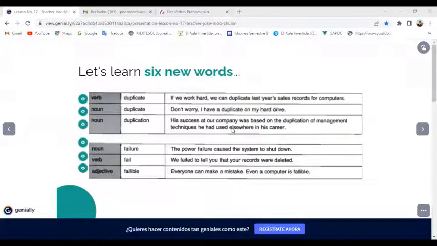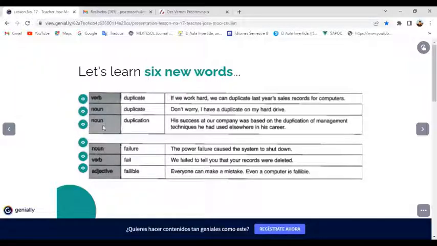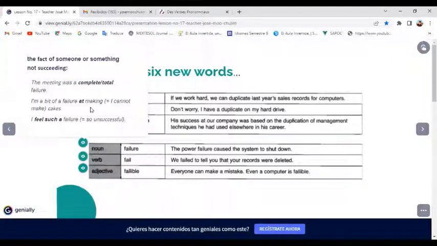Okay, so let's see that. Okay, give me a minute. Okay, well, the fact of someone or something not succeeding. Okay, el hecho de que algo o alguien no funcione correctamente. Okay, can you read this example, please? Yes, the meeting was a complete, sorry. The meeting was a complete, total failure.